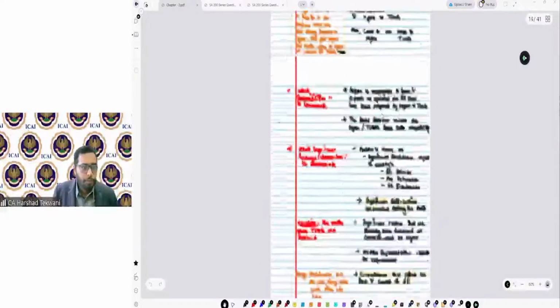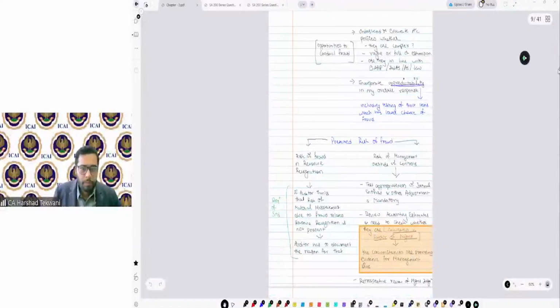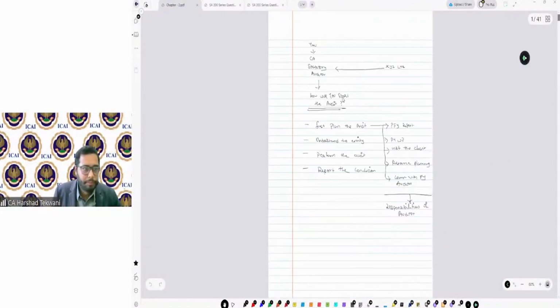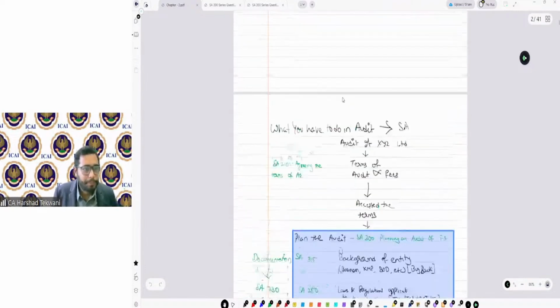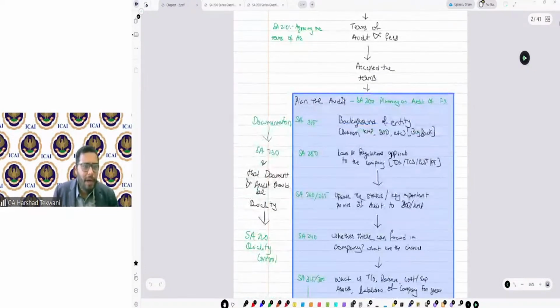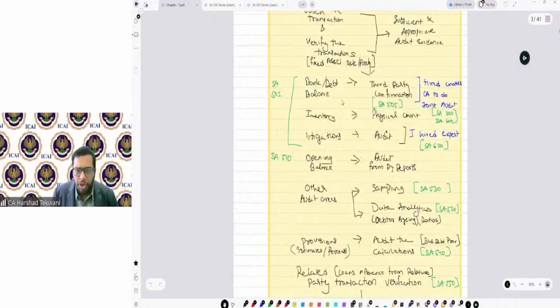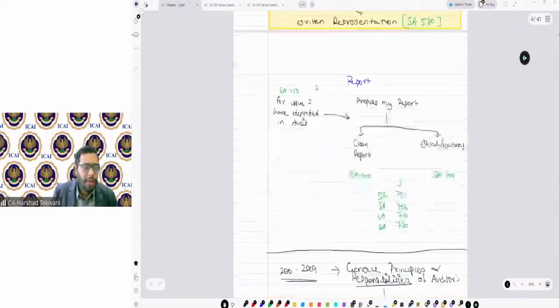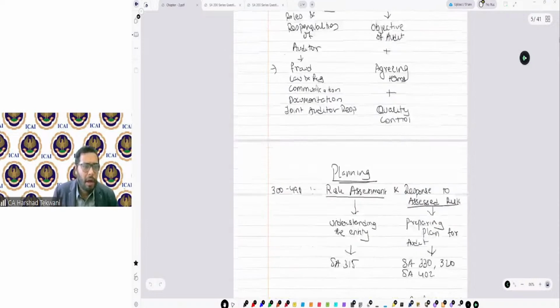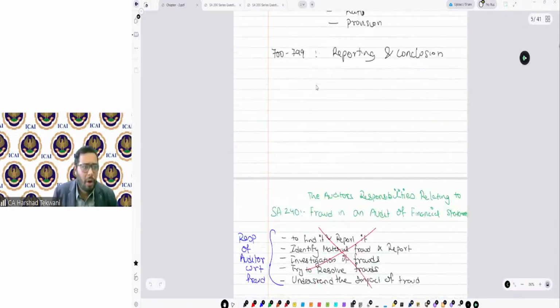Just a quick recap of what we have seen in the last lecture and what we have discussed till now. We started understanding the whole journey of these standards, why they are required, where they help us, what is the purpose of these standards. Then we started understanding about planning.